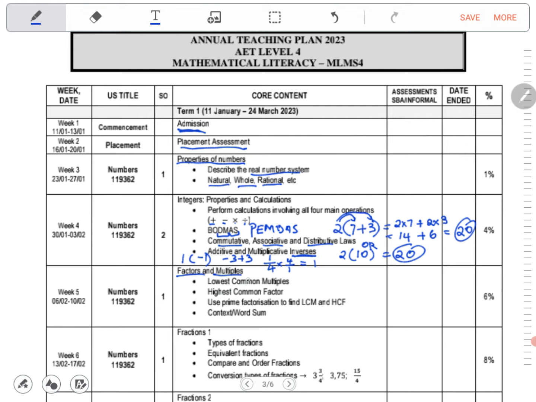With factors and multiples, this will comprise the lowest common multiple, and then you will also deal with the highest common factor. And the lowest common multiple usually will lead us to the common thing that we know, the lowest common denominator when we're dealing with fractions. We will also have to deal with the use of prime factorization to find the lowest common multiple and the highest common factor. And we might also have to do some context-based calculations.